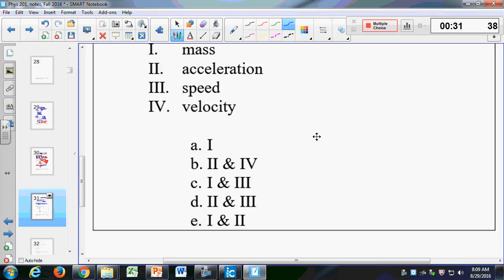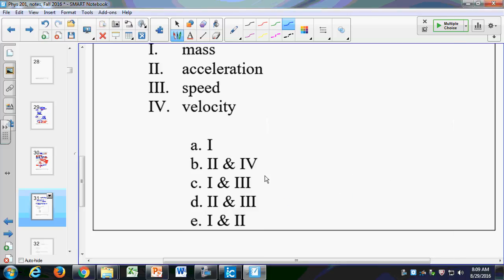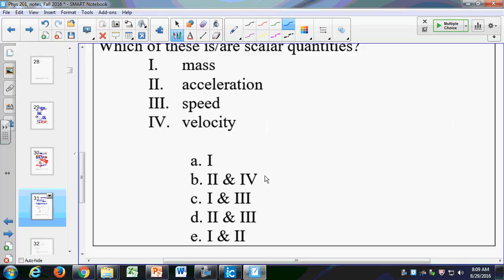All right, I'll stop at 35. Okay, awesome. That's an easy one, right? So mass is a scalar quantity. Speed is a scalar quantity, so 1 and 3 is the right answer. Both of those are scalar quantities. These two, by the way, are both vector quantities.